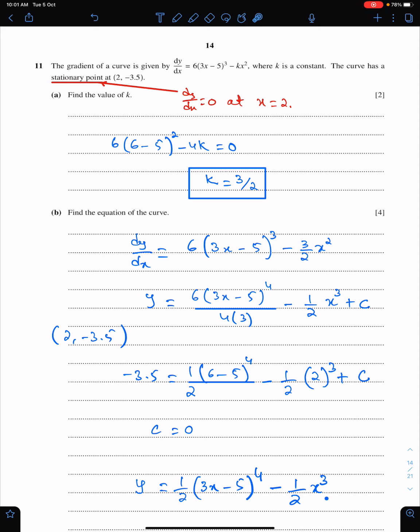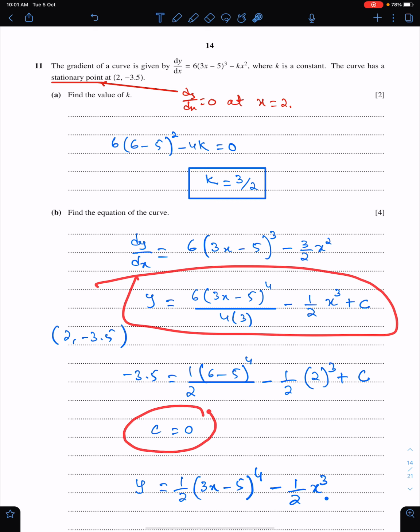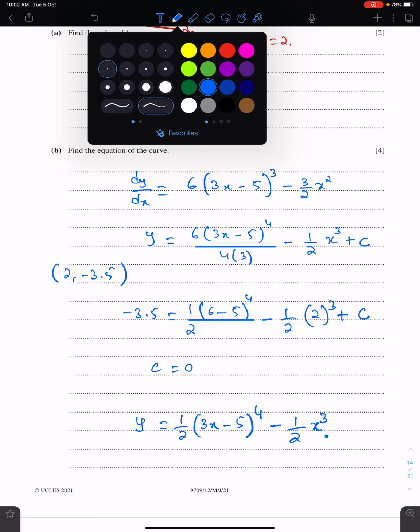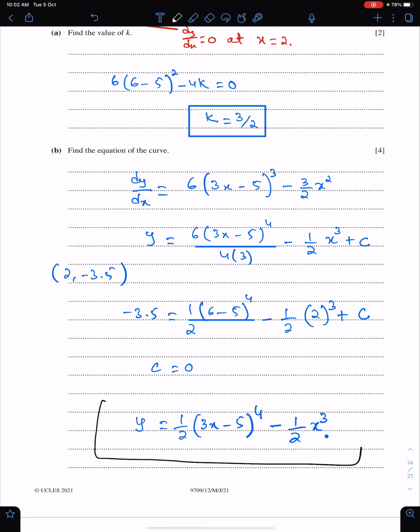The integration of this is very simple. This will become x cube upon 2. By substituting this point into this equation, we can get the value c, which is 0. Hence, this is the final answer. This is the required equation of the curve.